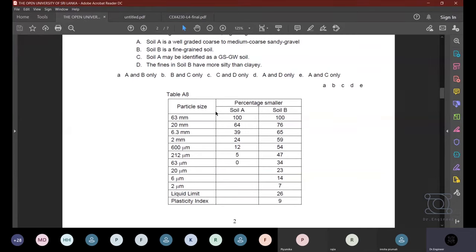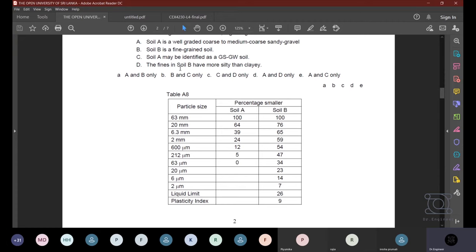So the next one, soil A, all right, we'll remove some options. If B is wrong, first option gone and second option gone, right? So soil A may be identified as GW or GP. We can't say, because the fines percentage is less than zero. Sorry, it means it's less than 5%. If you are using dual symbols, the fines should be between 5 to 12%, right? So if it is between 5 to 12%, you can use the dual symbol. Here that is not the case, right? So C is again wrong. So you can omit option B and option C and option E. So the only thing remaining is option D, right?